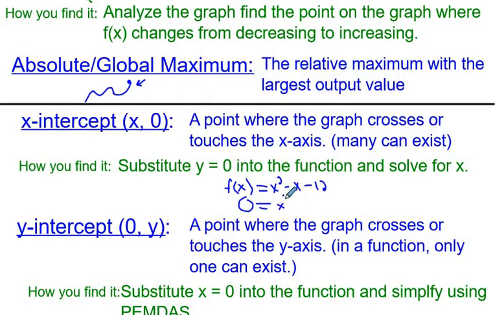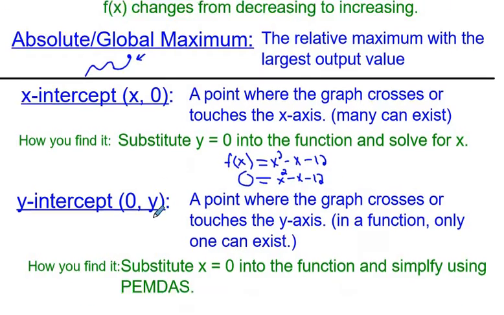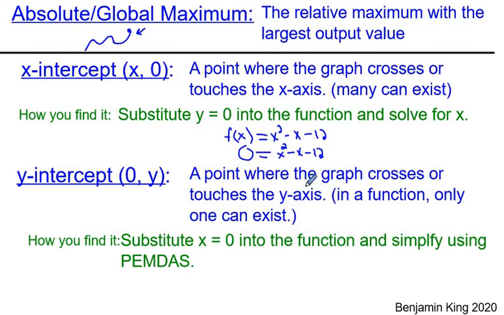In this chapter, by the way, a quadratic is a type of polynomial, but in this unit, we're going to go to higher exponents than the square. The y-intercept is a point where the graph crosses or touches the y-axis. In a function, only one can exist. You find it by plugging 0 in.